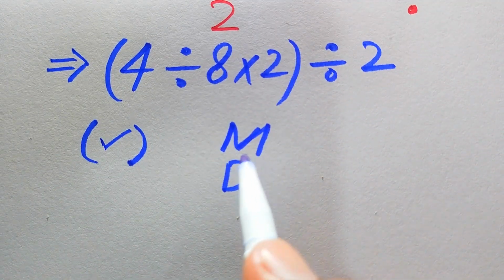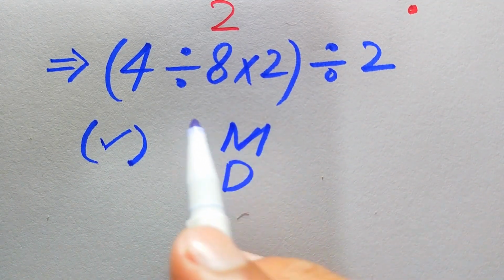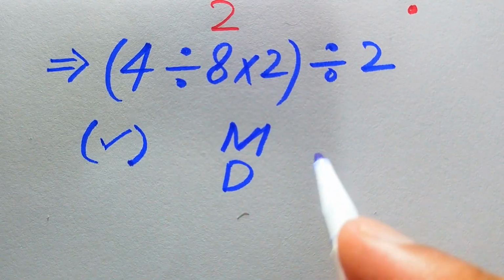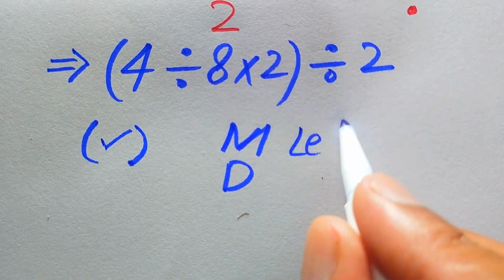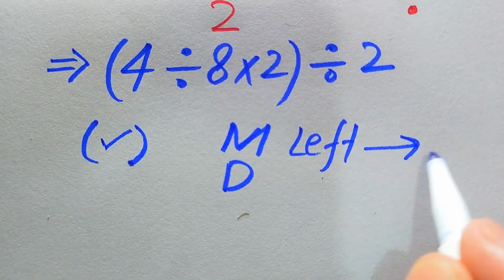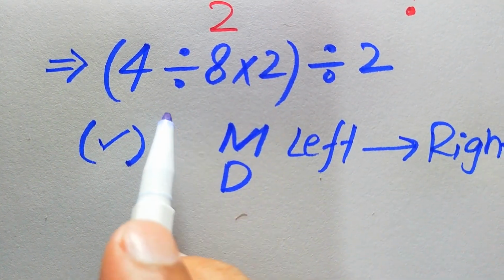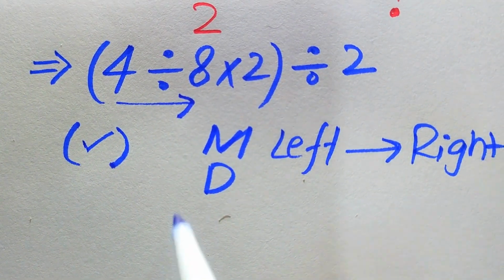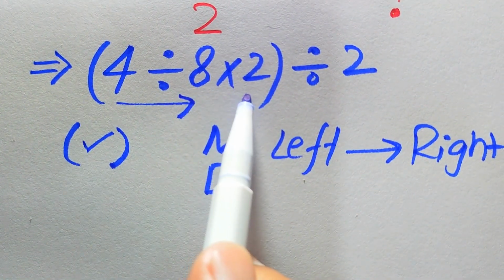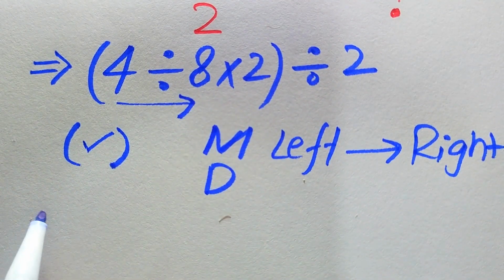But when both of these two signs appear simultaneously, then we solve the expression from left side to right side. It means that here we start the solution from left side to right side. So here you see that this is the parenthesis, and now first we can solve this nice expression.